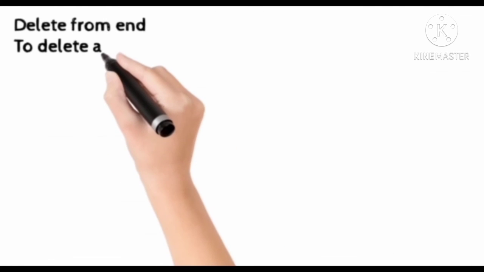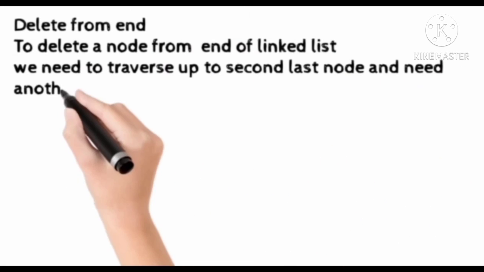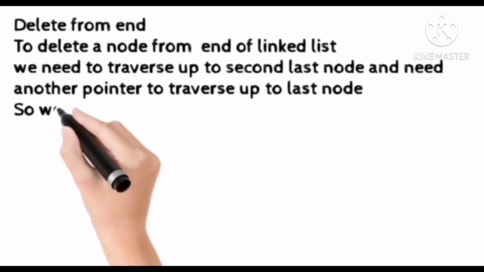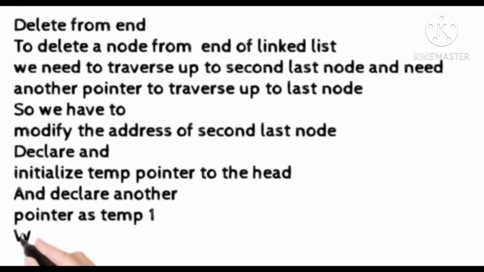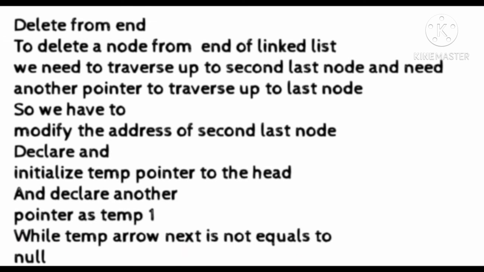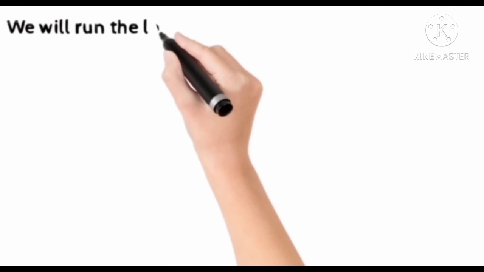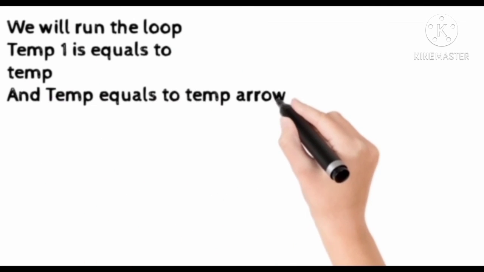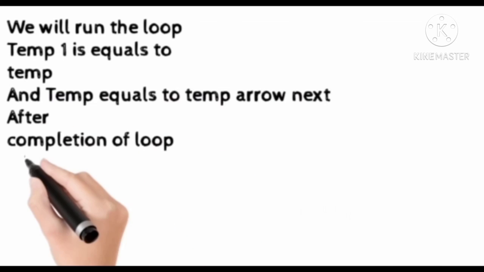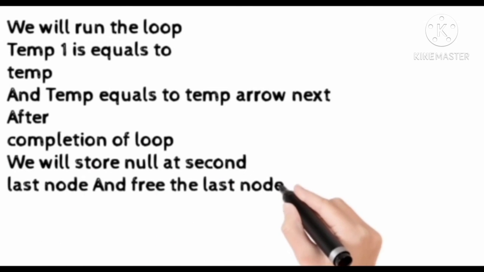Delete from end. To delete a node from the end of the linked list, we need to traverse up to the second last node and need another pointer to traverse up to the last node. So we have to modify the address of the second last node. Declare and initialize a temp pointer to the head, and declare another pointer as temp1. While temp->next is not equal to null, we will run the loop. Temp1 is equal to temp, and temp equals temp->next. After completion of the loop, we will store null at the second last node and free the last node. temp1->next equals null, and free(temp).